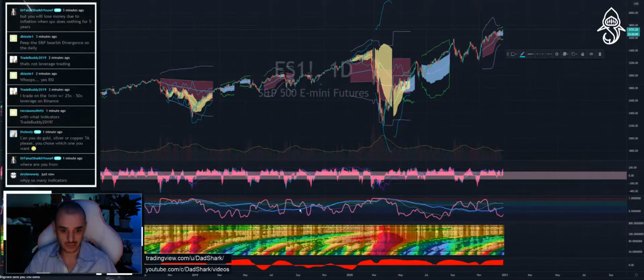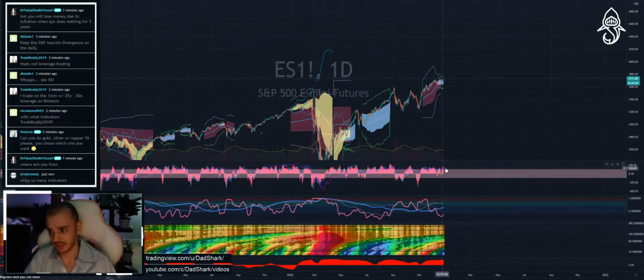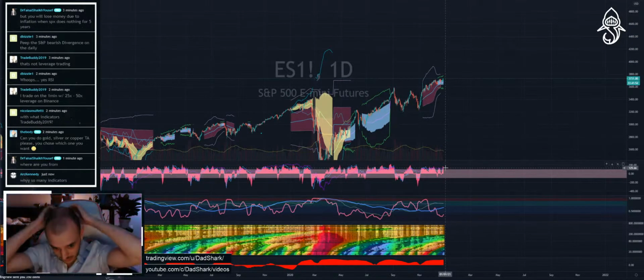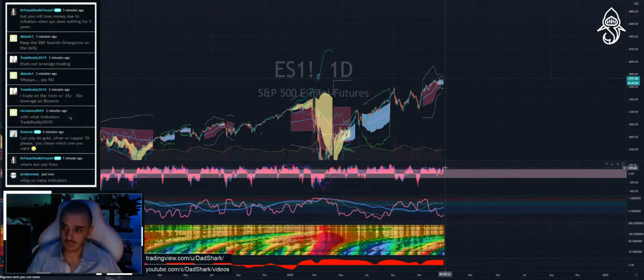Why so many indicators? Actually, it's just one indicator. This is all just Bollinger Bands, but each one is a different representation of a Bollinger Band. So it's one indicator, but it is just a very widespread or comprehensive reading of that indicator.